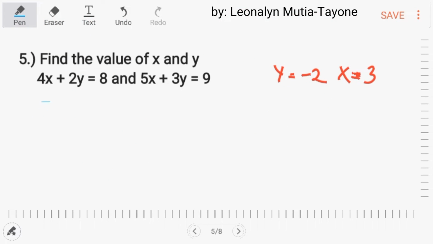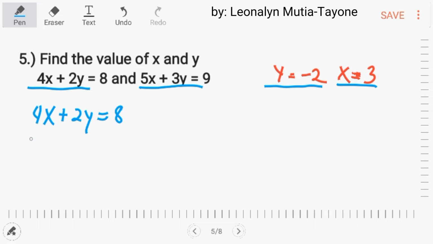Now, let's do the elimination method. Kanina, yung substitution method, ito yung sagot. Now, sa elimination method, kung mag-combine tayo ng dalawang equations. So, that is 4x plus 2y equals 8 and 5x plus 3y equals 9. Mag-choose tayo sa dalawa kung alin dito ang pwede nating i-eliminate. It can be yung x or y. So, I choose itong y.